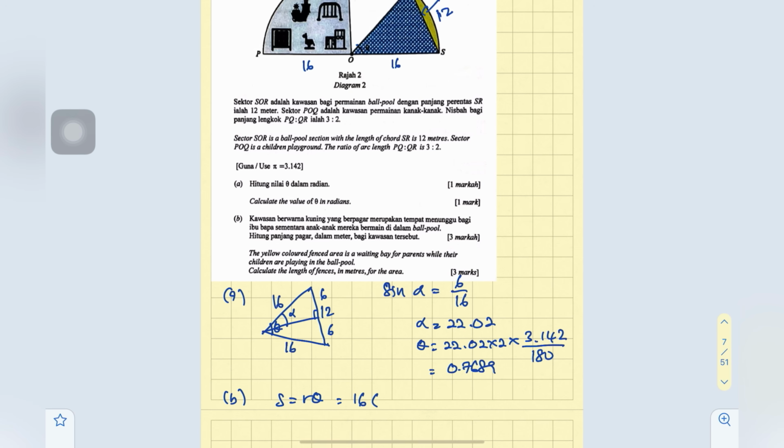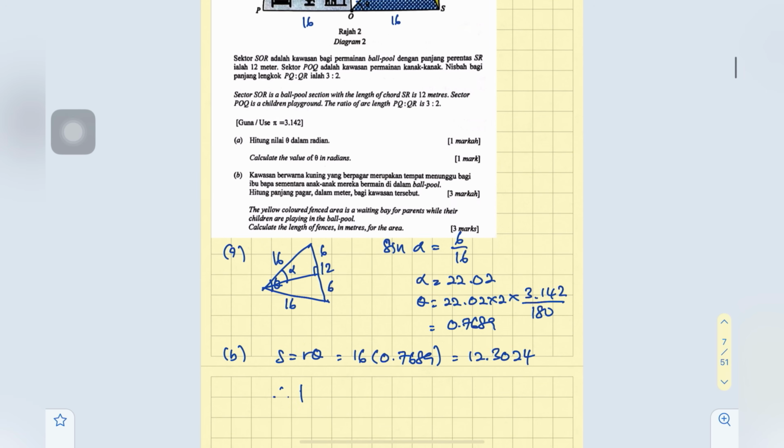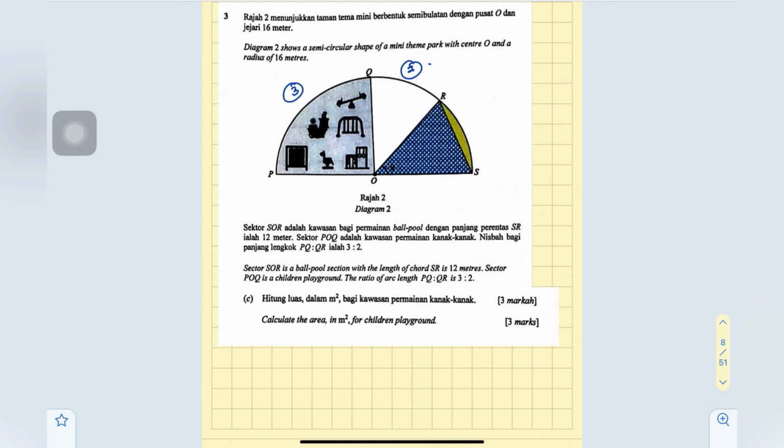Angle just now is 0.7689, which equals 12.3024. So therefore the perimeter, we just add it with 12. So 12 plus 12.3024, we will get 24.3024.